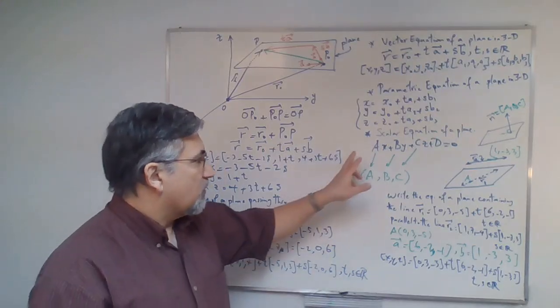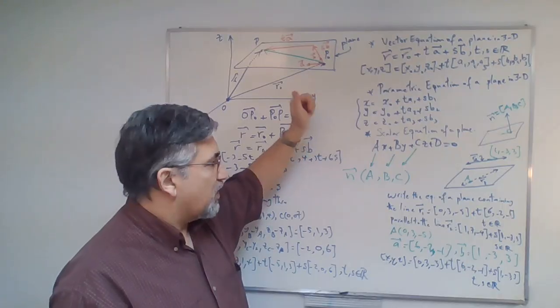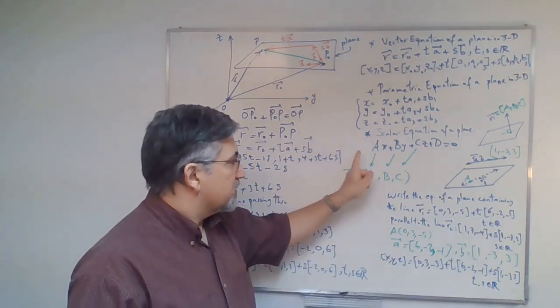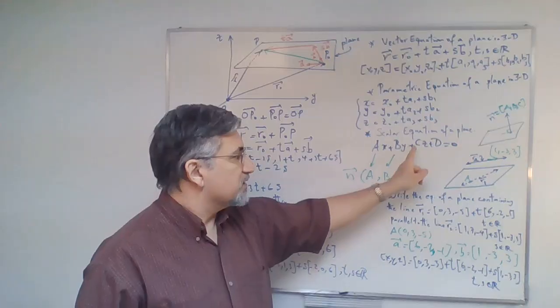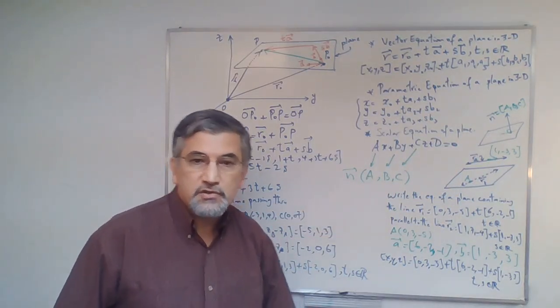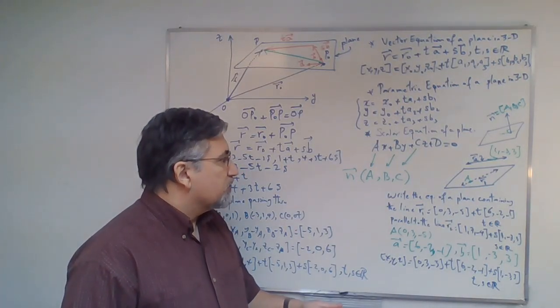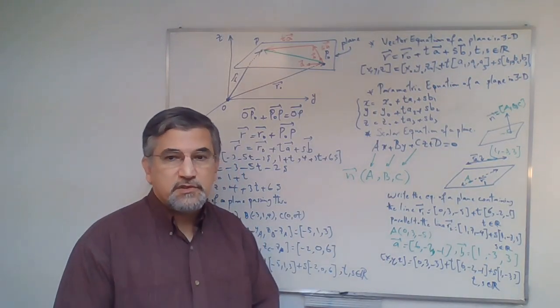Okay, so remember vector equation, parametric equations, and scalar equation of a plane. All right. This is the form: ax plus by plus cz plus d equals 0. A, b, c, d are just integers, okay? And we'll do more examples in future.